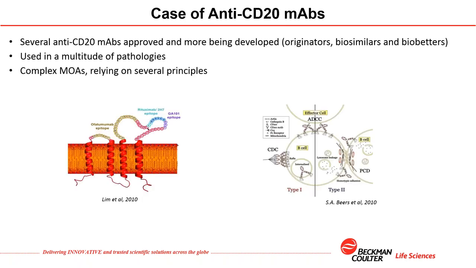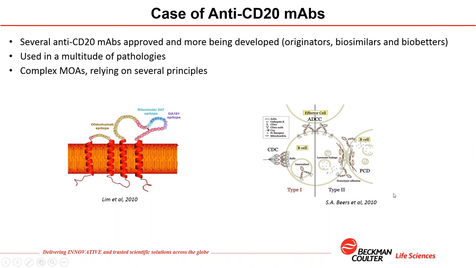So in our case, trying to tackle this area, we start with the anti-CD20 family. This is an interesting family because there are currently a variety of molecules that are approved, either originator or biosimilars or even biobetters. And you also have more molecules that are currently being developed. These anti-CD20 mAbs are being used for a variety of pathologies, for example, B-cell related pathologies, but also autoimmune pathologies.